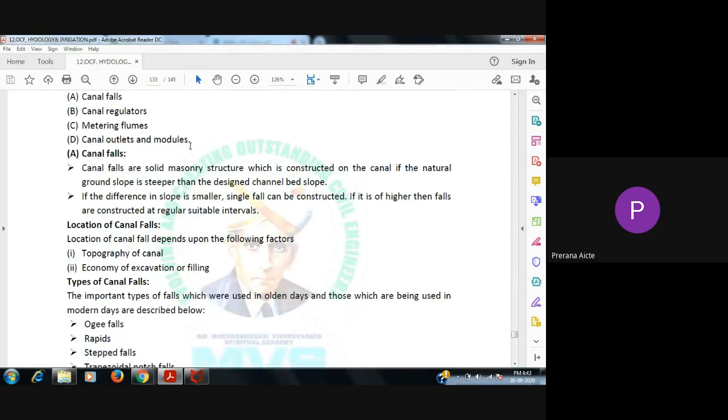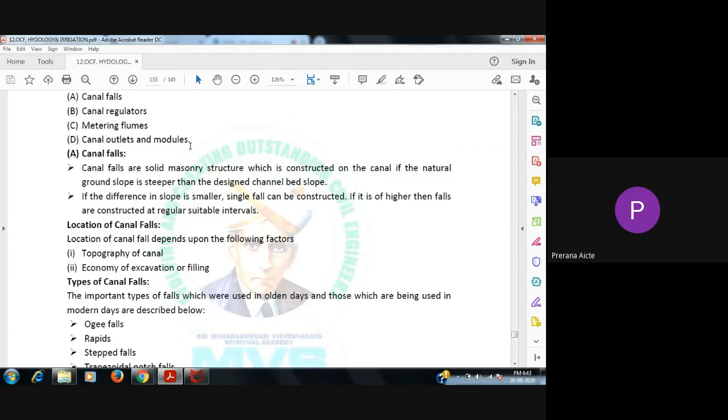First one is what is meant by canal fall. So already I discussed it. Canal falls are provided where necessary. Canal falls are solid masonry structures which are constructed on the canal if the natural ground slope is steeper than the design channel bed slope. So due to this reason, the falls are provided at various locations.